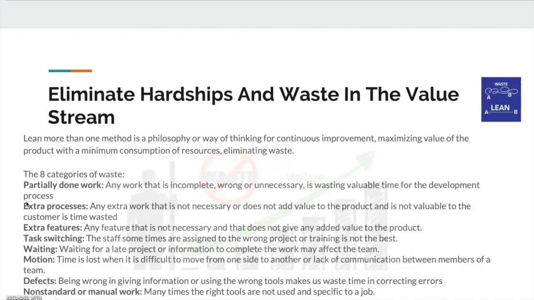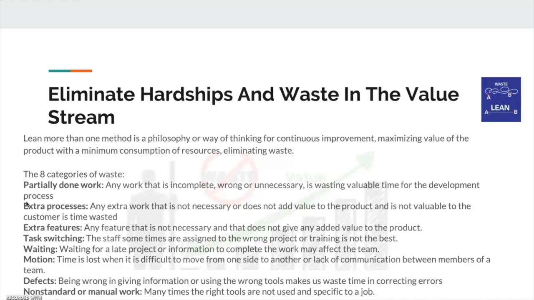Motion. Time is lost when it's difficult to move from one side to another or when there is a lack of communication between the members of the team. Defect. Giving wrong information or using the wrong tools or wrong product, we waste time doing the corrective action. No standard or manual work. Many times the right tools are not used for a specific job, or we have a tool or machine that helps us to automate the work, but we don't want to use it.